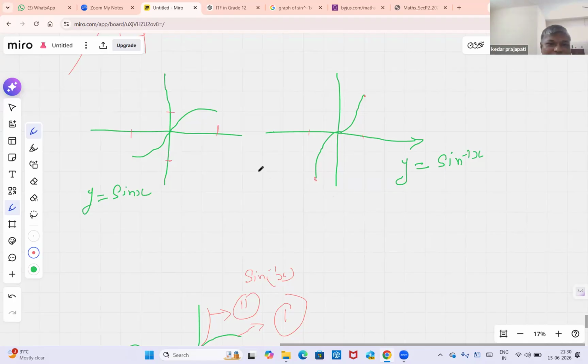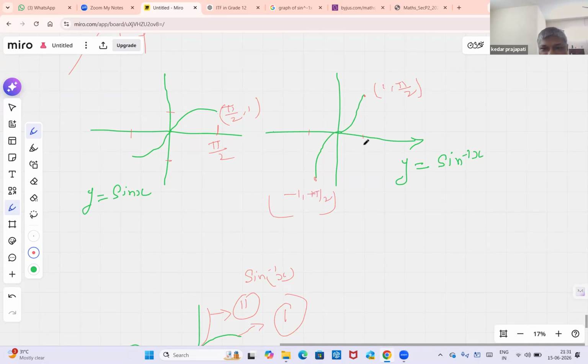So earlier in the x-axis, what was there? Pi. Here pi by 2. The coordinate of this was pi by 2 comma 1. But the coordinate of this is 1 comma pi by 2, and this one is 1 comma minus pi by 2.